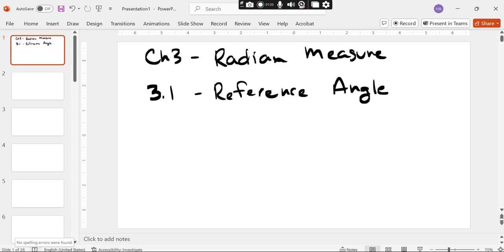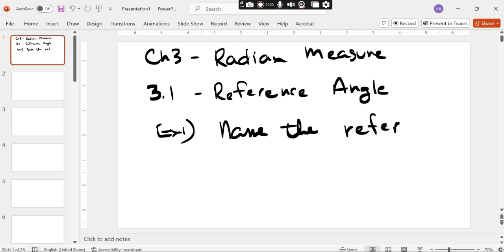All right, class, let's begin here. This is 3.1. It's called reference angle. Those that were not here the other day, let's jam with it. This will be super fast, not the whole entire lecture, but a quick lecture of it. So what is a reference angle? We're going to do some notation as well. Let's start off in order.